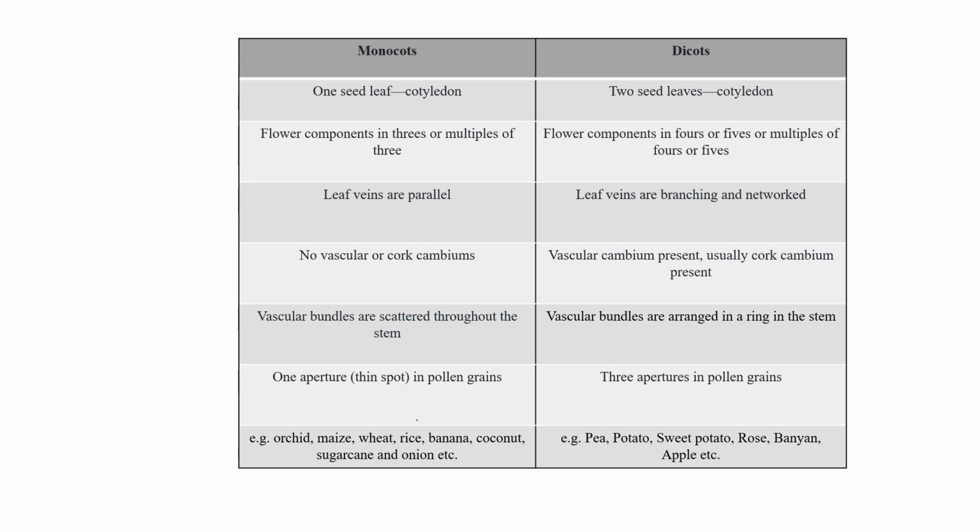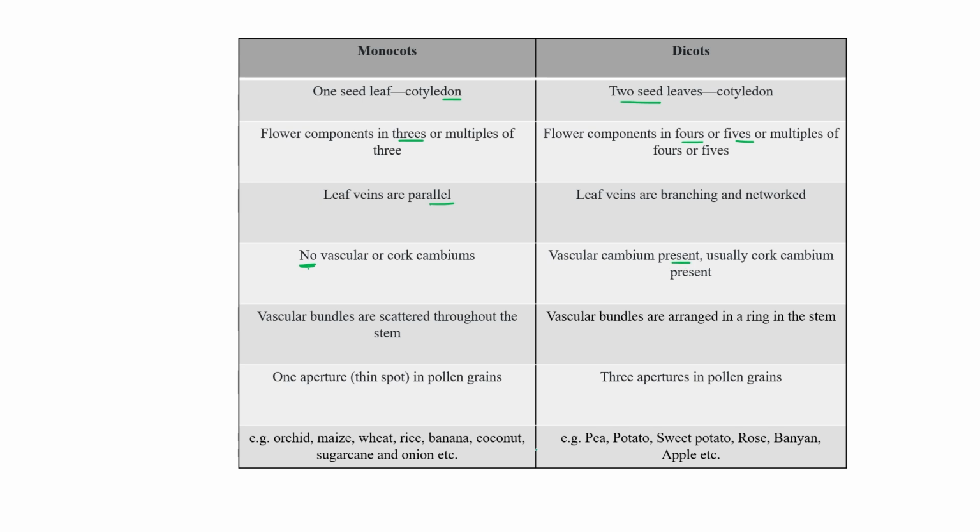These points I already told you, but once again we can read them out. One seed leaf, these are two seed leaves, flower components 3 or multiples of 3, flower components 4 or 5 or multiples of 4 and 5. Leaf venation in monocot, parallel, yes, correct. And in dicot, this one is reticulate, or we can say branching, right? There is no cork cambium in monocot, while in dicot, vascular cambium is present.